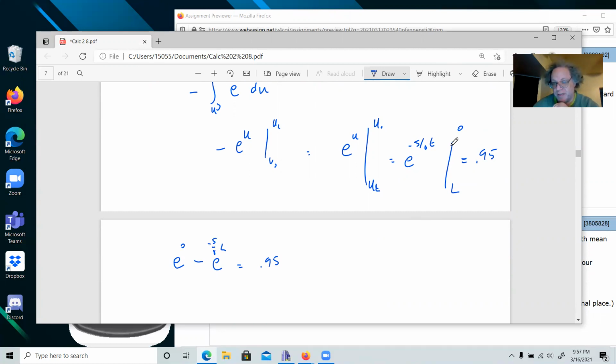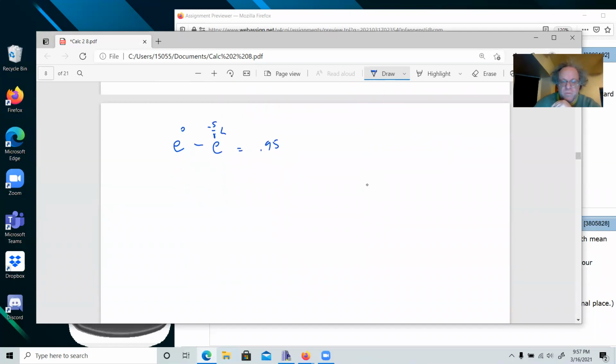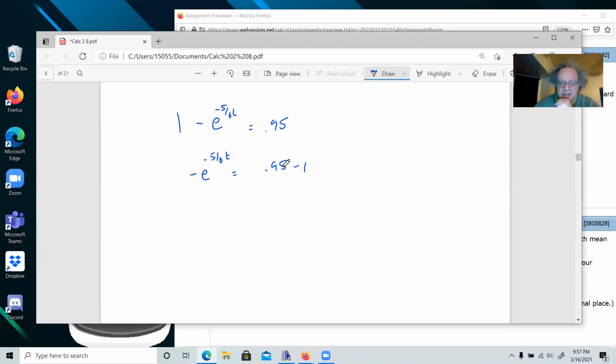Okay, we're plugging in for t. The 0, the 5/8 is just going to times 0. So we have 1 minus e to the negative 5/8 L is equal to 0.95. Let's go ahead and subtract, right? So we have negative e to the negative 5/8 t is equal to 0.95 minus 1. This is 95 cents minus $1, so it's going to be negative 0.05. But then I'm going to multiply by that, so we just end up there.